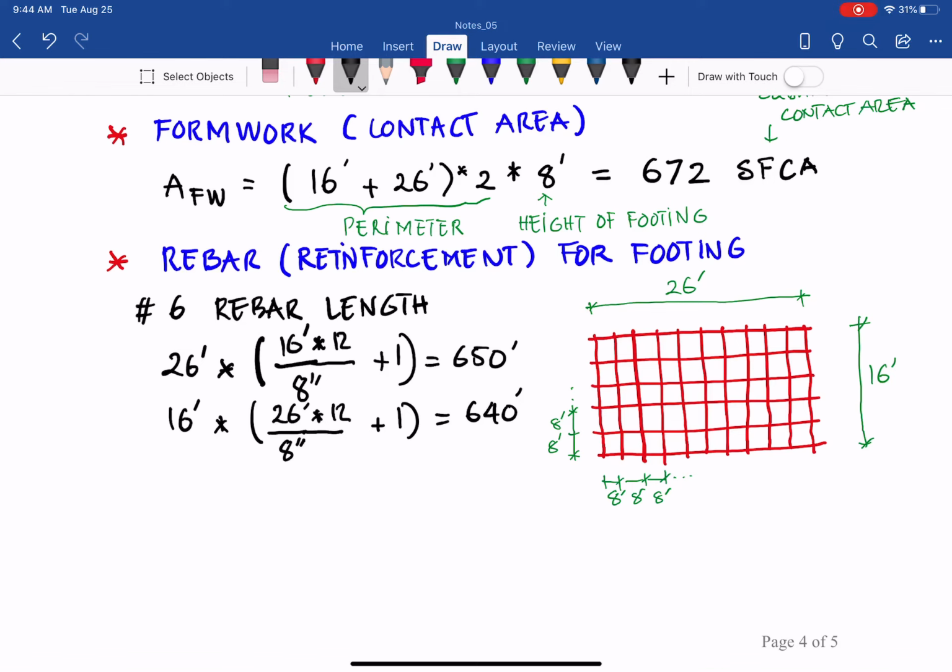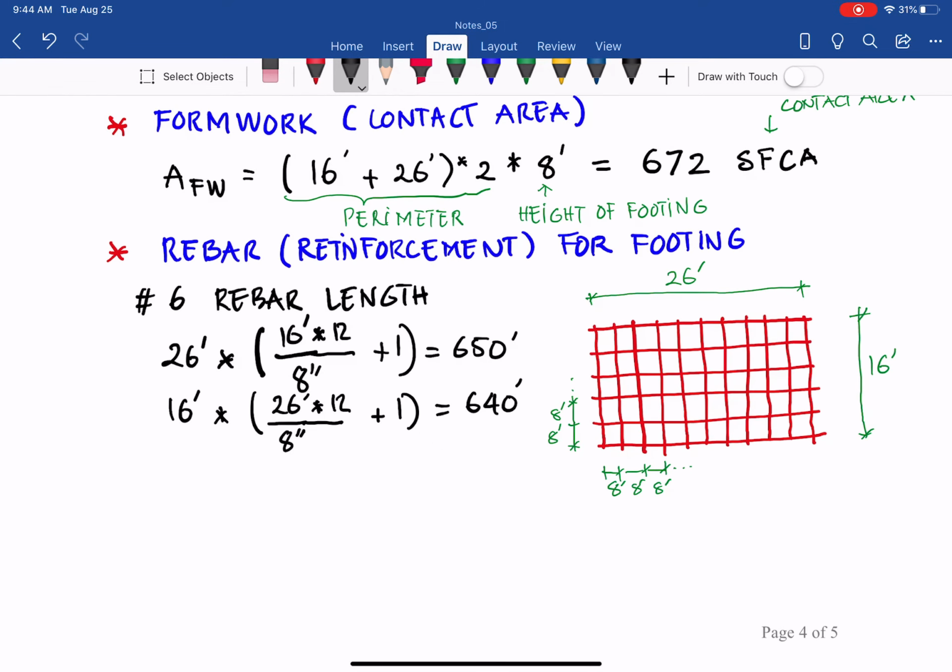And of course, you have to round up how many bars we need. For example, here 16 times 12 divided by 8 plus 1, so that is 25 for the top one, for example. So we have to find out that number. And now we already know for each side how many linear feet I need, so you add them up and times the weight.